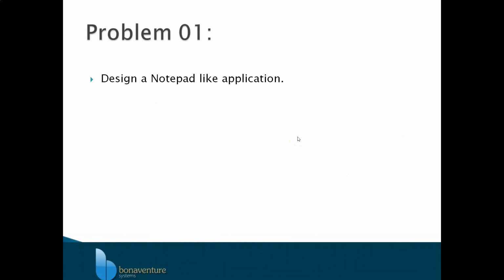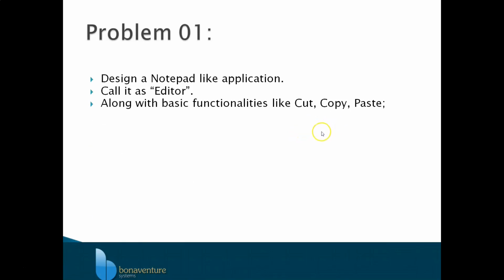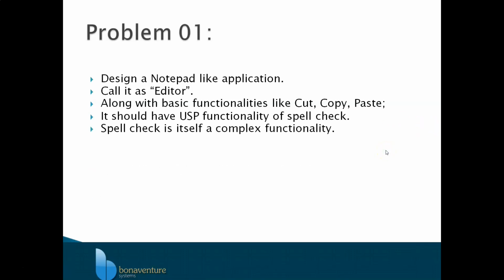We need to design a Notepad-like application. Let's call it an editor. Then, along with the basic functionalities like cut, copy, paste, we also need some unique selling point functionality. A USP of the application is going to be spell check. A spell check itself is going to be a complex functionality, maybe involving a dictionary or word comparison. Anyway, we are not going to do the logic, as I said. We will just try to understand by writing a spell check function inside some sort of class.